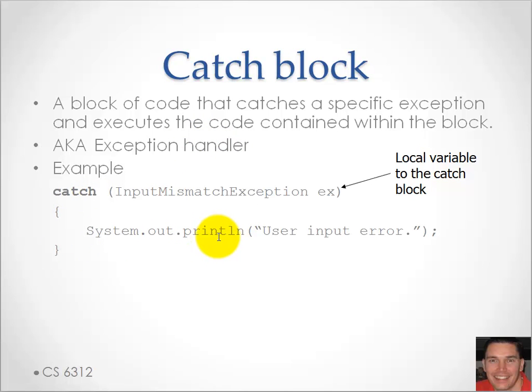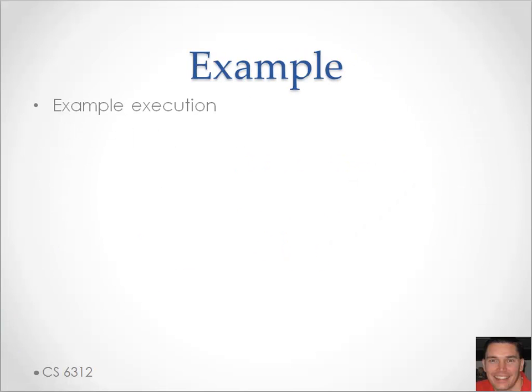So with that nextInt method, if the user entered an alphabetic character instead of a number, it would create an input mismatch exception object and then throw that, and then this handler here, this catch statement, would catch that and then it would execute this user input error. Let's look at some example execution to help clarify this.